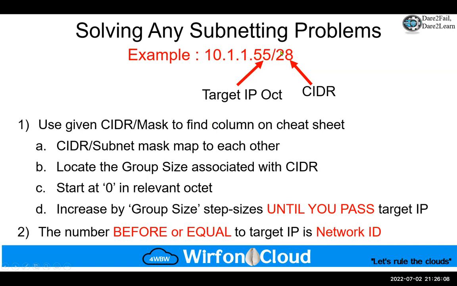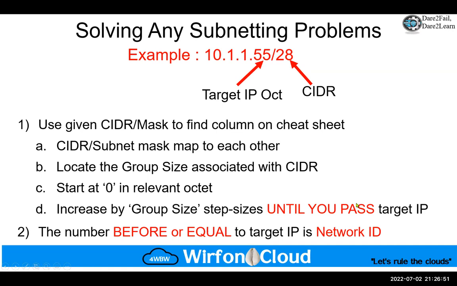So the first thing is you get your CIDR, you map it to the corresponding CIDR on your cheat sheet, and you locate your group size. You start at 0 and you go in increments of your group size until you go past your target IP octet value. And the next step is where you start putting the different subnetting attributes to the IP address you have. So the number you have before or equal to the target IP is the network. That gives you your network ID.